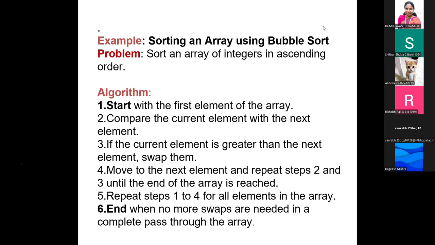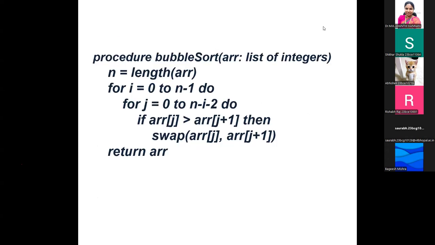So in the first round, the first smallest number will come to the first position. If you repeat the process for n numbers, n iterations, in the first iteration the first smallest will reach the first position. Second smallest is placed in the second position. Third smallest, third position, until the end of the array is reached. Repeat steps 1 to 4 for all elements in the array, and stop when no more swaps are needed in a complete pass through the array. So this is the logic behind bubble sort.